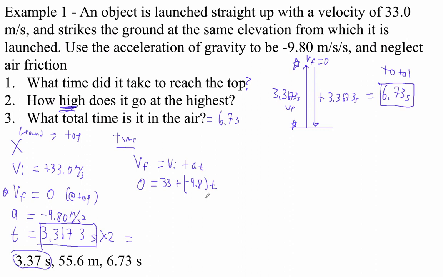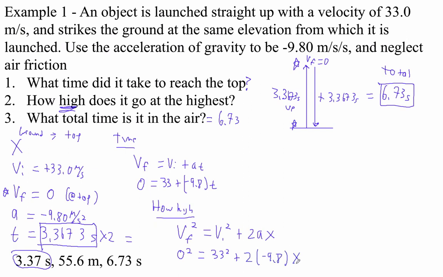And then we want to know how high does it go. To figure that out, I'm going to use the equation with no t to find x. So how high? I'm going to use this one: vf squared is vi squared plus 2ax. So 0 squared is equal to 33 squared plus 2 times negative 9.8 times x.